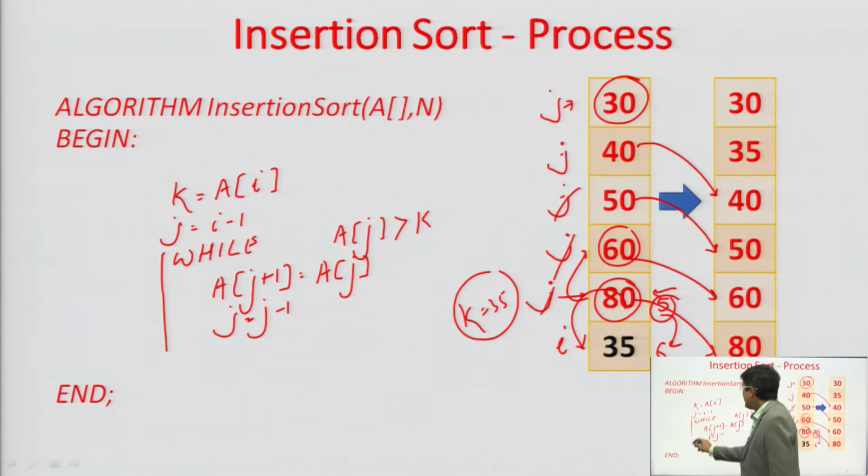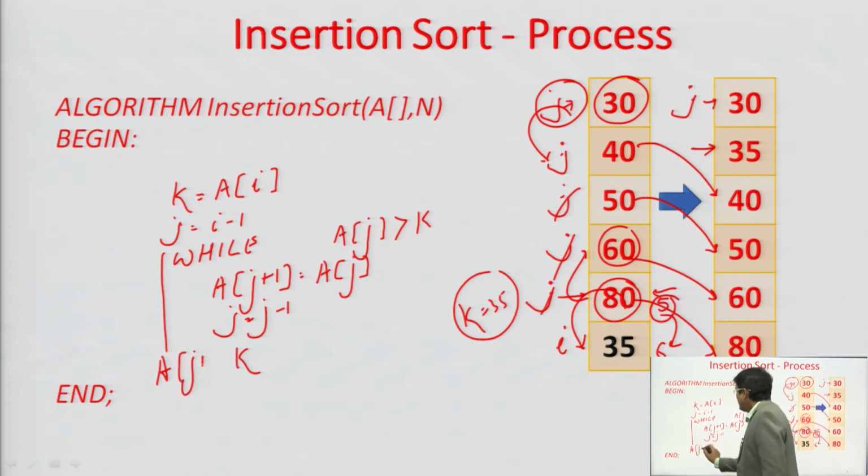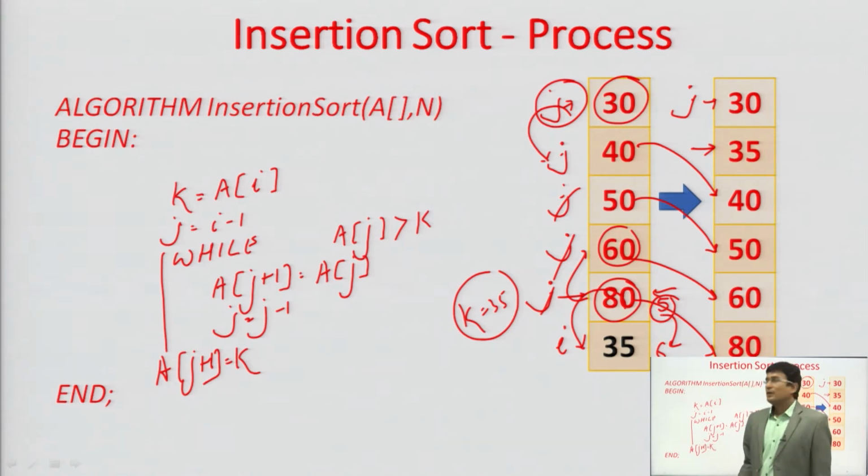So the loop terminates, and after the termination of the loop, I will insert this k not at index j but at index j plus 1. So the k element is getting inserted here, whereas j was here. So a[j plus 1] will be equal to this k. Now once this insertion has taken place, let us take one more example wherein this loop condition is not sufficient.